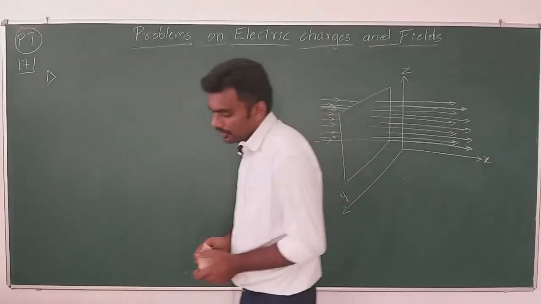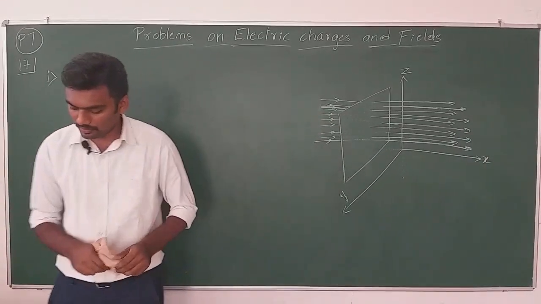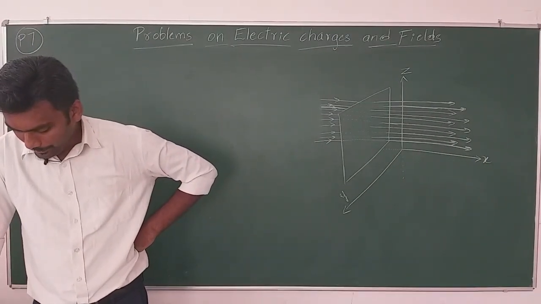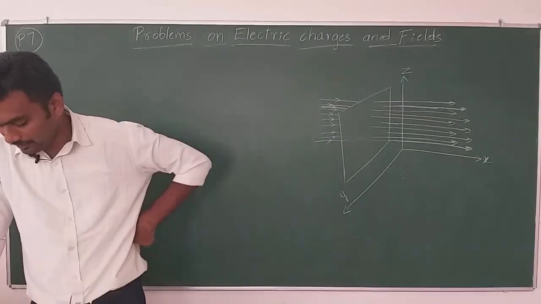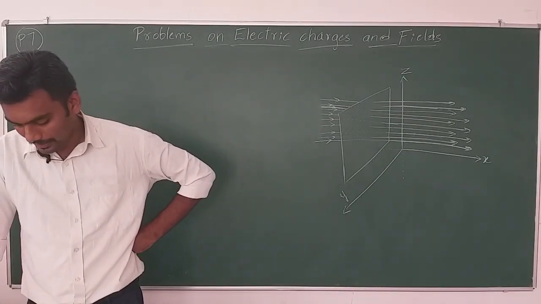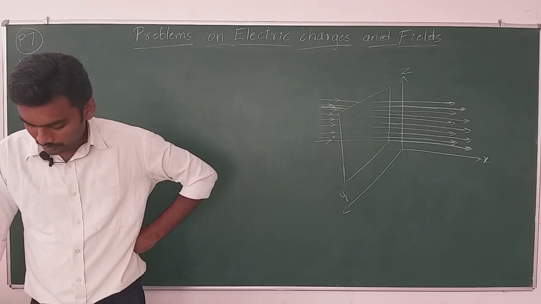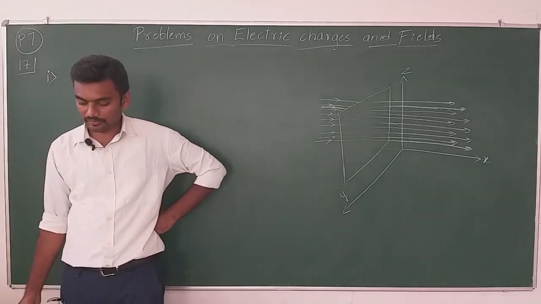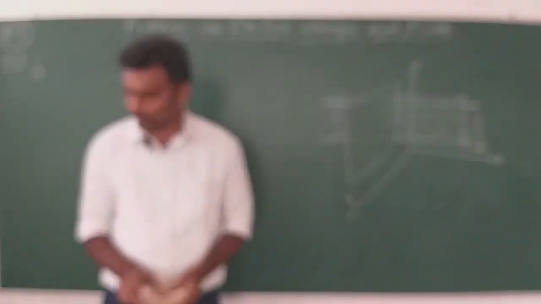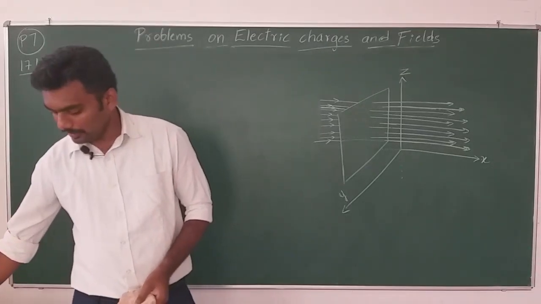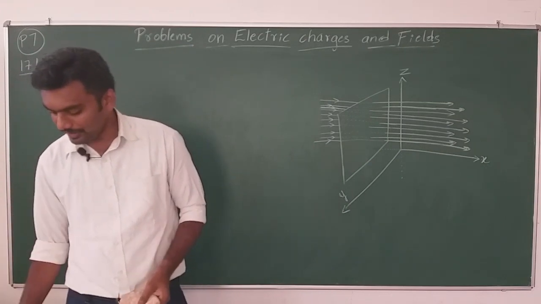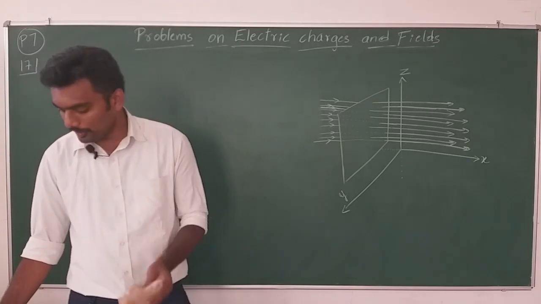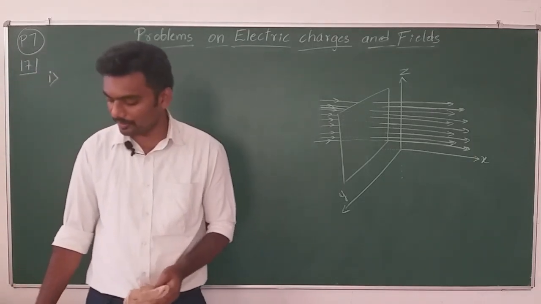Okay, so in question number 17, the question is incomplete. You just extend the question. Let me read it completely. Consider a uniform electric field E is equal to 3 into 10 to the power of 3 Newton per Coulomb. First part of the question is, what is the flux of its field through a square of 10 centimeter on a side whose plane is parallel to YZ plane?